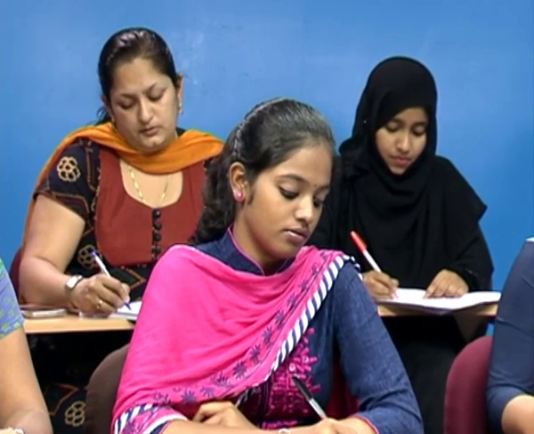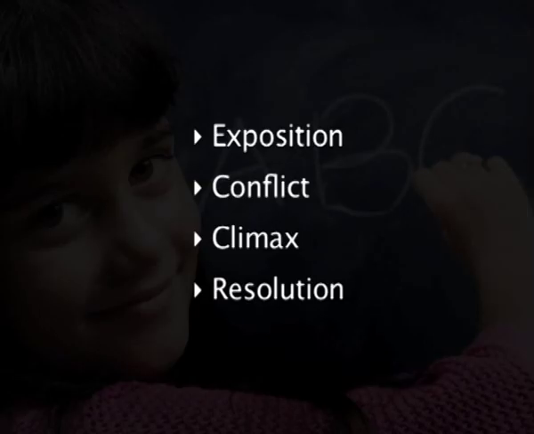Now, let us look at the plot in detail. Usually, the plot consists of 4 stages, and these stages come one after the other. They are exposition, conflict, climax, and resolution. At the first stage of a story, that is the exposition, the characters and the setting of a story are introduced to the readers. All the characters in a story have a past or history. Readers need to know this in order to understand the story better.